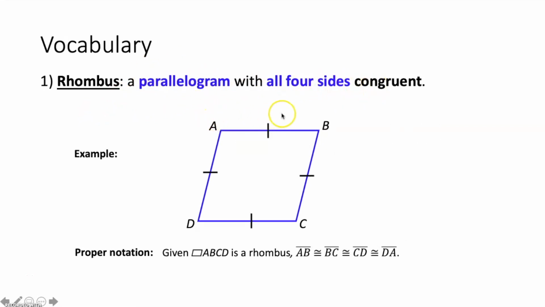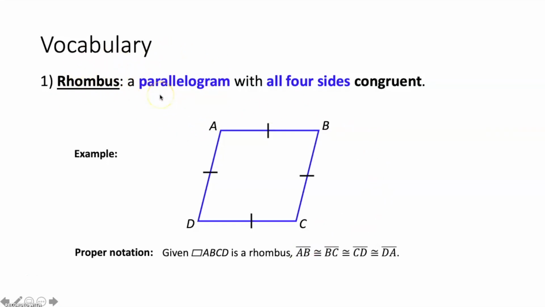So down here we have a quadrilateral ABCD, and we are saying that it's a rhombus. Now because it's a rhombus, it's also a parallelogram, which means that all the parallelogram properties still apply. The opposite sides are parallel, the opposite sides are congruent, opposite angles are congruent, consecutive angles are supplementary, and the diagonals bisect each other. All of that is still true in a rhombus because a rhombus is a parallelogram.